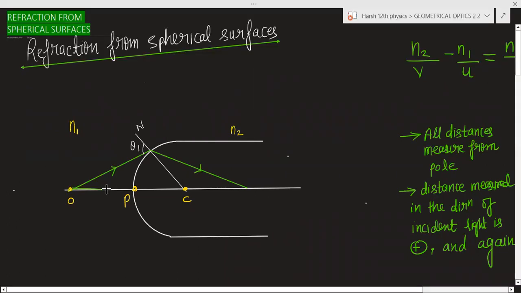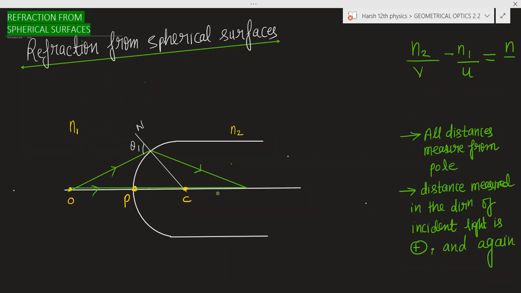Normal incidence. For normal incidence, the light ray will travel straight like this. There will be no deviation. So here both the rays will meet, and here the image will form.